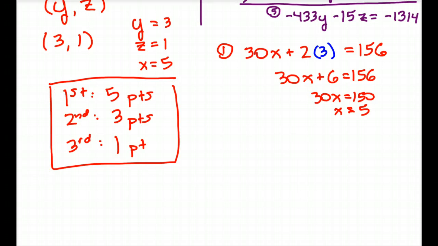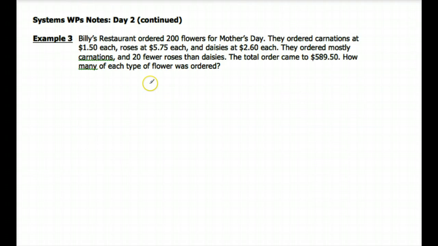Okay, one more example. Let's look at number 3 here. It says Billy's restaurant ordered 200 flowers for Mother's Day. They ordered carnations at $1.50 each, roses at $5.75 each, and daisies at $2.60 each. They ordered mostly carnations and 20 fewer roses than daisies. The total order came to $589.50, and we want to know how many of each type of flower was ordered.